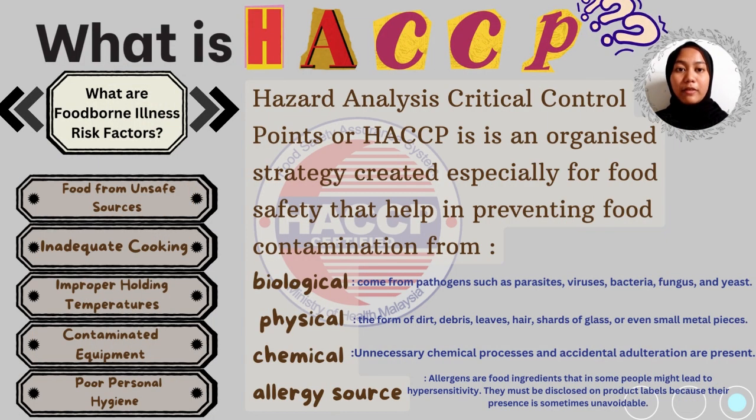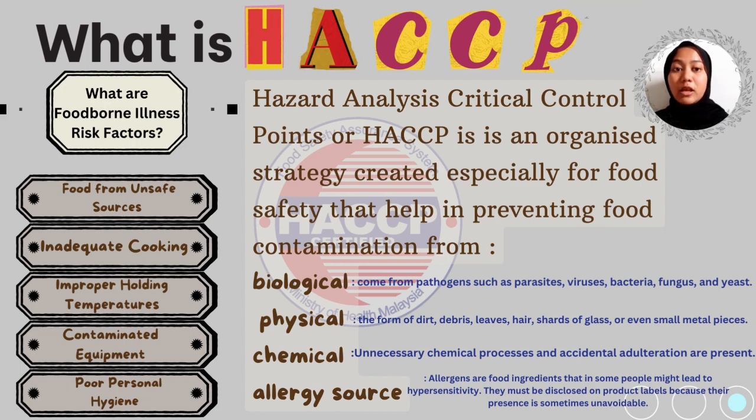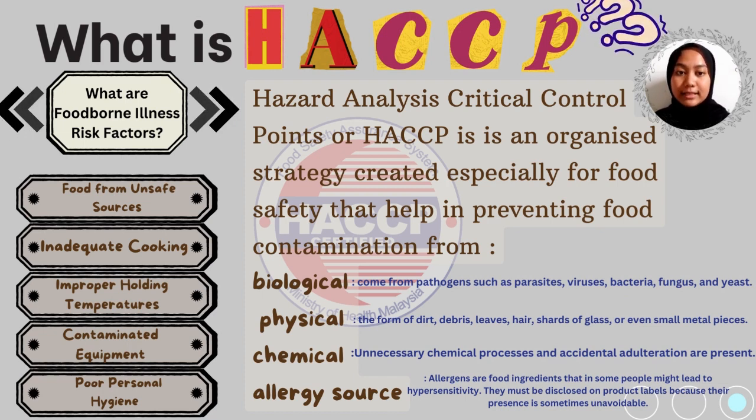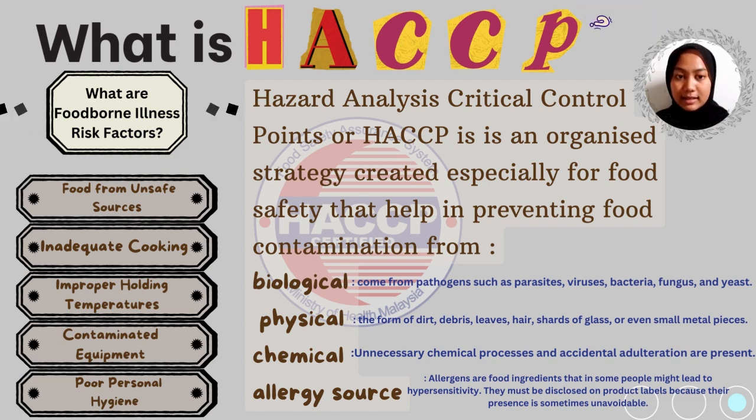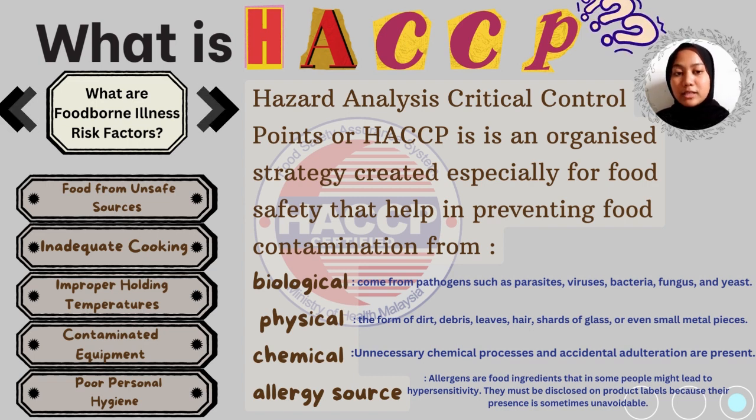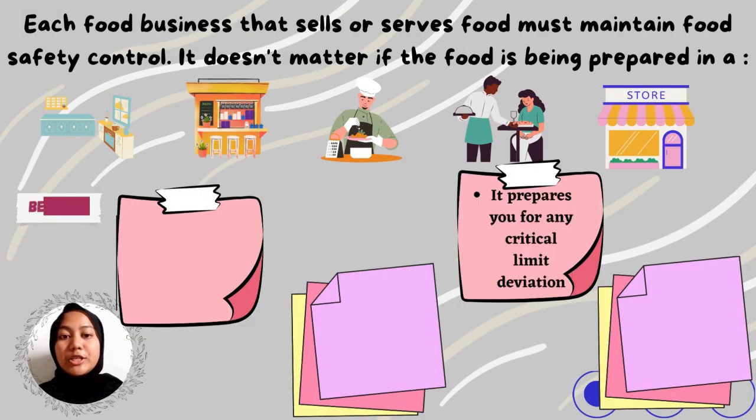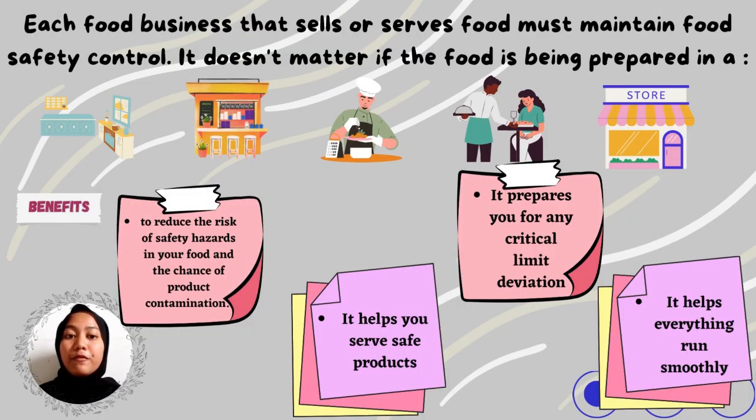Foodborne illness risk factors are food from unsafe sources, inadequate cooking, improper holding temperatures, contaminated equipment, and poor personal hygiene. Because of this, food safety professionals are aware of how crucial HACCP principles are for reducing risk factors that directly cause foodborne illness. Hazard Analysis Critical Control Point is an international regulatory standard and organized strategy created especially for food safety that helps in preventing food contamination from biological, physical, chemical, and allergy sources by using scientific concept and analysis. Each food business that sells or serves food must maintain food safety control.